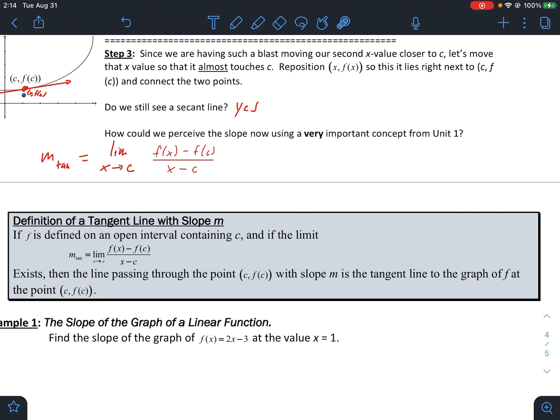What does that mean? Just like when you did in Algebra 1, if you have a point and a slope, you have a line. If you use this point and this slope, then you've created what's called the tangent line to the graph of f at the point c comma f of c.